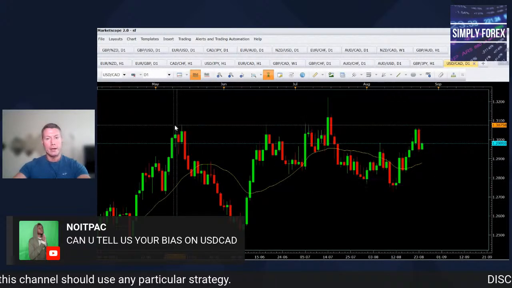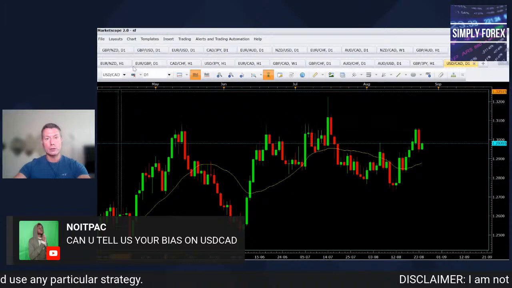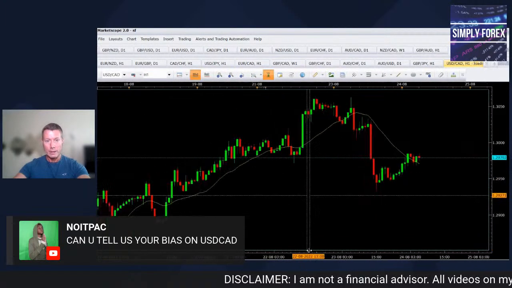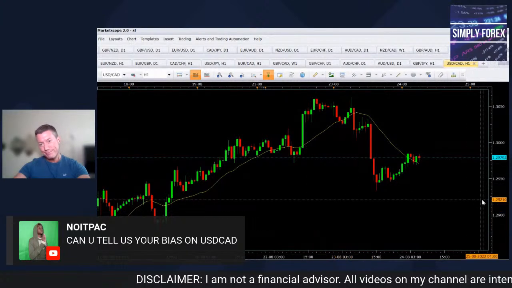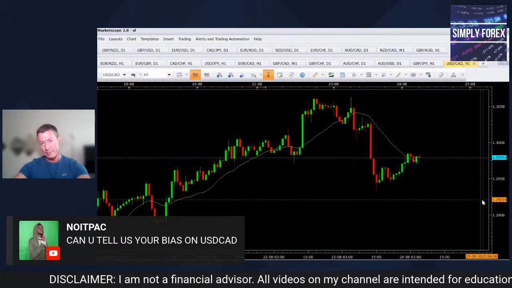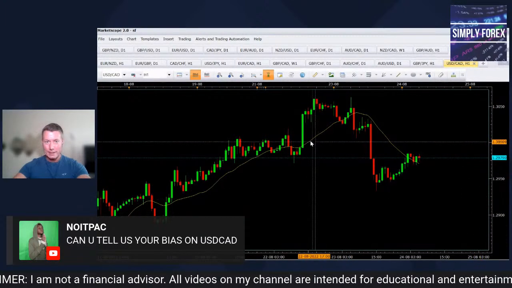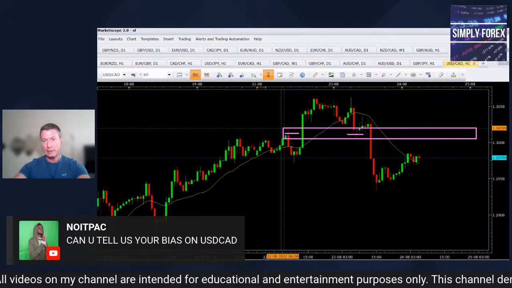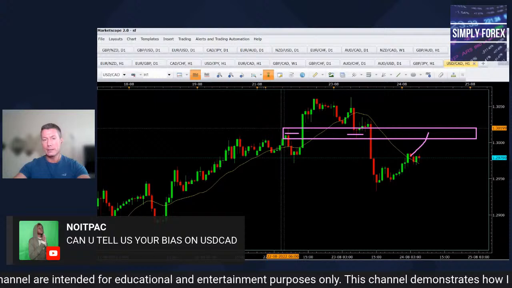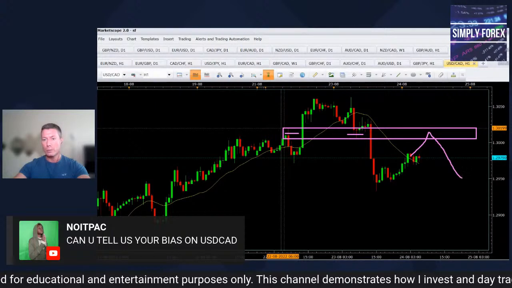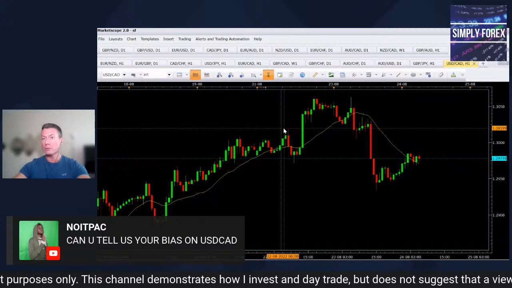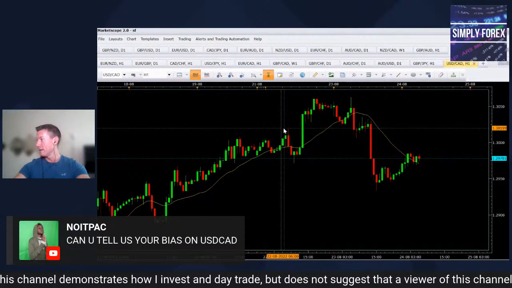If I had to short US dollar Canadian dollar, let's look at the H1. Perhaps if it comes back up to this area here and a nice bearish candle forms, we could take it down. I hope that answers your question on US dollar CAD.